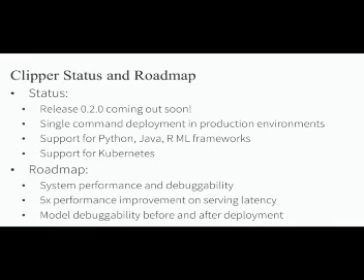In terms of Clipper status, the release for 0.2.0 is actually coming out very soon. The focus of that release is going to be a single command deployment in production environments, support for a number of different kinds of frameworks in different languages, including Python, Java, and R, as well as support for Kubernetes for production environments. And the roadmap is, again, pushing the boundaries of system performance and debuggability. We are highly anticipating a 5x performance improvement on serving latency, as well as model debuggability before and after deployment is going to be one of the focal points going forward for Clipper.